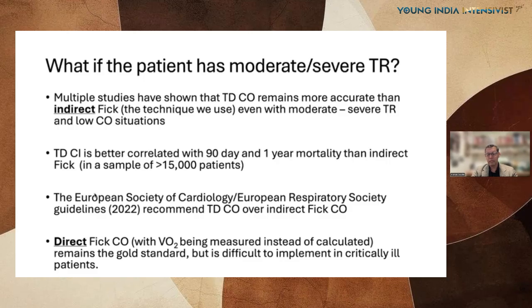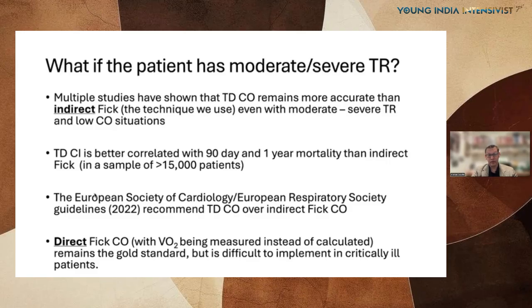And the classic reason for focusing on indirect Fick is the patient has moderate to severe TR. There's a decent amount of data now that shows that the thermodilution is actually more accurate than the indirect Fick in these conditions, in pulmonary hypertension patients with moderate to severe TR. The direct Fick, where you're measuring oxygen consumption, is the gold standard. But in 99% of cases, we don't measure direct Fick, we measure indirect Fick.